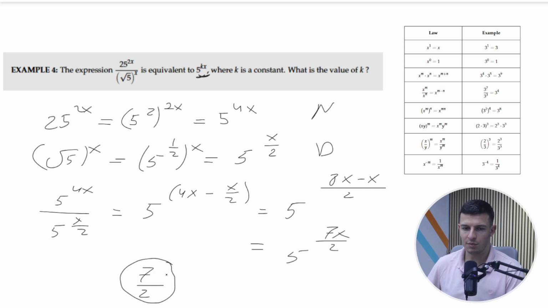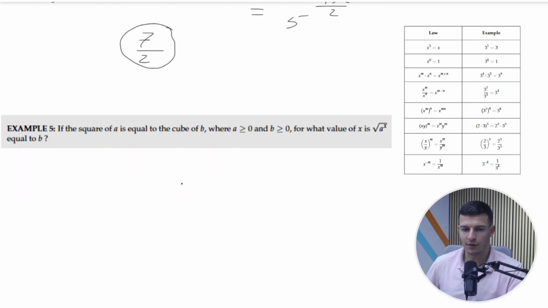Now we don't really have multiple choices to pick from, so this is what I got. I hope it's correct, but the idea is again using the rules that we know. Let me know if you get a different answer.